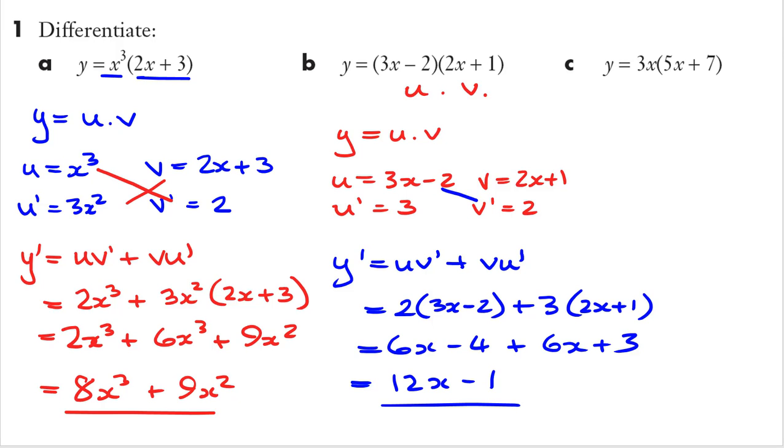Going to be a little bit cramped for room here, but we'll do our best. So we've got u dot v. U is 3x. U dash is 3. V is 5x plus 7. V dash is 5.